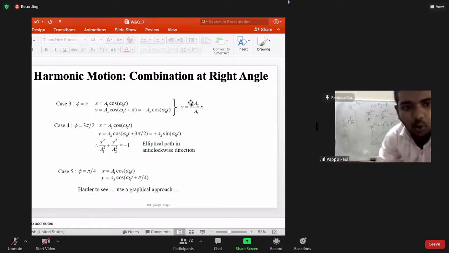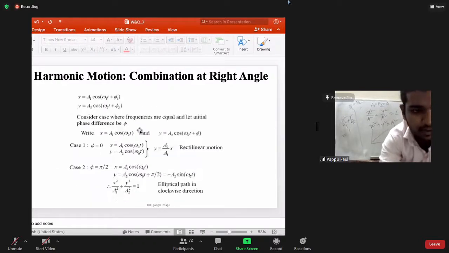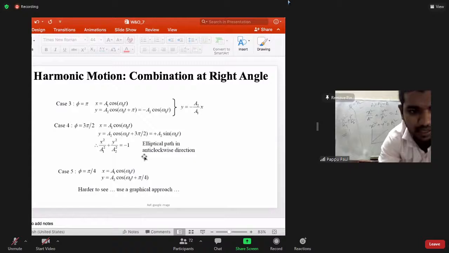Okay, so I think you understand how all these things change with the phase. If you consider 3 pi by 2 and put the value here, you will find this is a cos graph of x and this is a sine graph of y. If you consider the similar case 2, you will find the equation, but you will find the minus 1 here. That means this is the anti-clockwise direction.